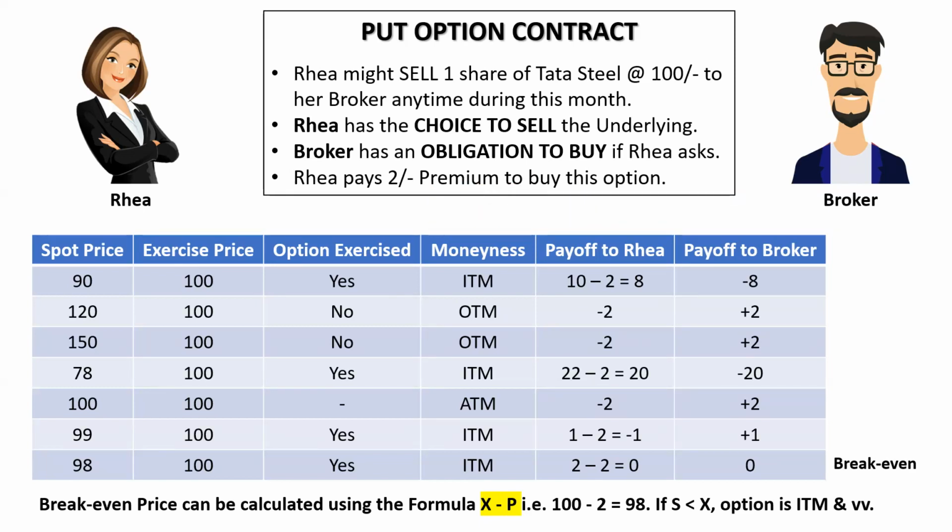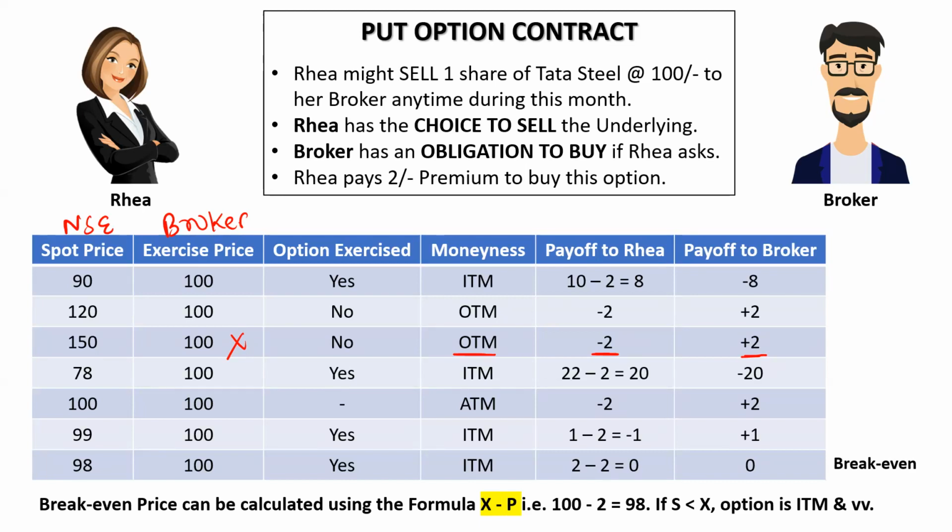Let's see scenario 3. The price in NSE is 150. The price that she will get if she sells her share to the broker is 100. So obviously she will be getting 150 if she decides to sell it at the NSE. So she will not be exercising the option contract. It is an OTM option. She will lose the premium that she has paid, and the broker will gain the premium.